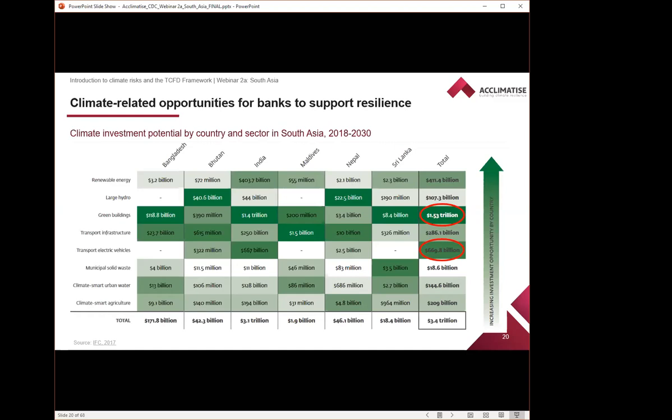So some of the standout figures I've circled here are the green building sector, and that means energy efficient buildings and energy efficiency services for buildings, which could see investments over 1.5 trillion across the region by 2030. And India and Bangladesh in particular lead the need for energy efficiency investments. Another sector to flag is the transport sector. Investment needs for electric vehicles and transport infrastructure combined are over 950 billion US dollars by 2030.